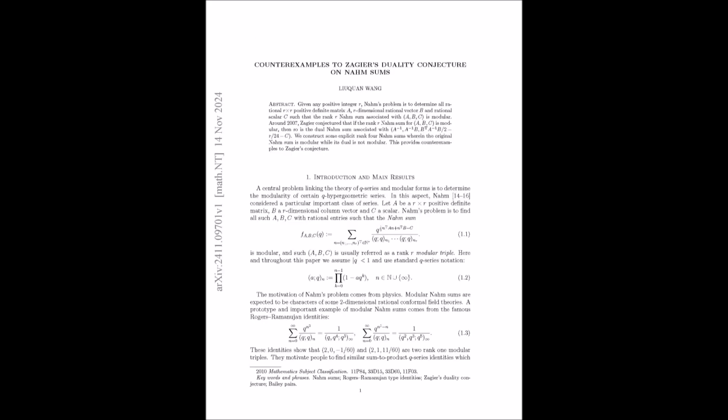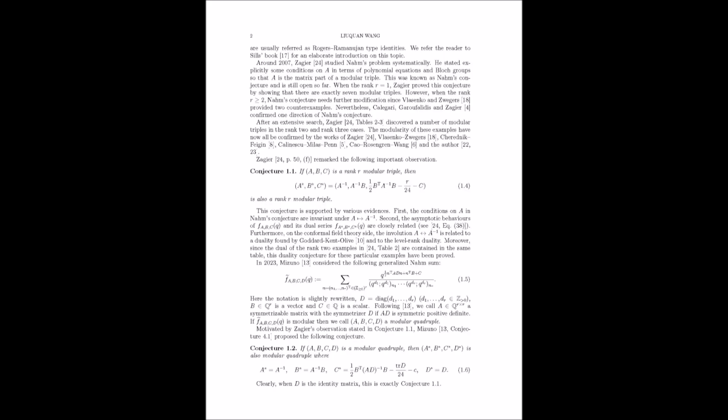Exactly. Now, Zagier's conjecture added this whole other layer of intrigue to this problem. You see, he spotted this pattern in some known modular Nahm sums, and he came up with this idea of duality. Basically, he said, if you've got a modular Nahm sum associated with a triple (A, B, C), then its dual, which you get by transforming (A, B, C) into (A^-1, B, C), should also be modular. So it's like this duality suggesting there's a symmetry in how Nahm sums work. Precisely. A deeper structure governing how they behave, right?